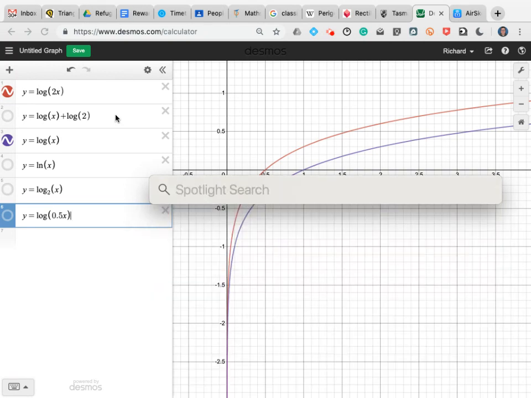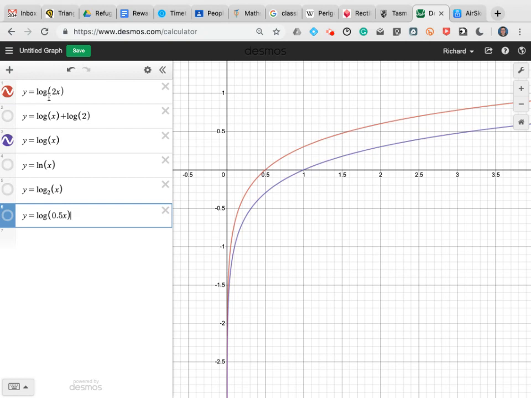Okay, ready for it? This is cool. Parent graph is the purple one. Log 2x is the red one. This next one is going to be green. It's log x plus log 2, a vertical translation. Ready? Oh, it's blue, sorry, light blue. Okay, Zoe's blinking a bit. You ready? I'll turn it off. It's exactly the same graph.